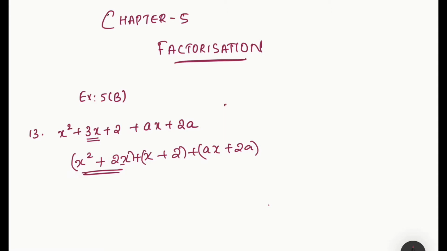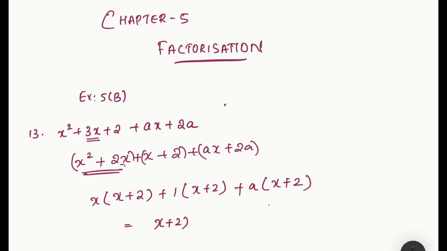Here what do I get common? I get x is common. So what is left out? x plus 2 plus 1 is common here. I get x plus 2. Correct? Plus again a is common, I get it as x plus 2. So from all these 3, x plus 2 is common. Then we get x plus 2 into x plus 1 plus a. Okay, this is the factorized form. Hope it's clear to you.